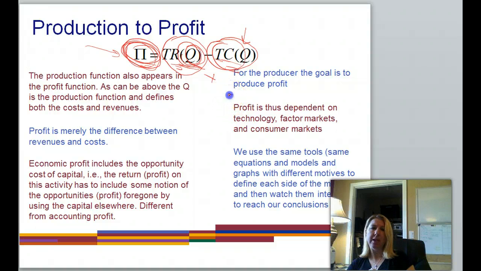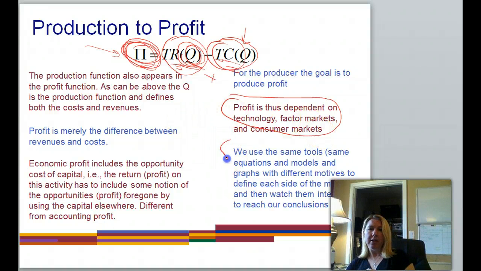One of the key things I want you to take away from this is that profit is dependent on technology, factor markets, and consumer markets. It all has to come together in order to understand whether the firm is going to make profit, and those things change depending on what's changing in the environment.